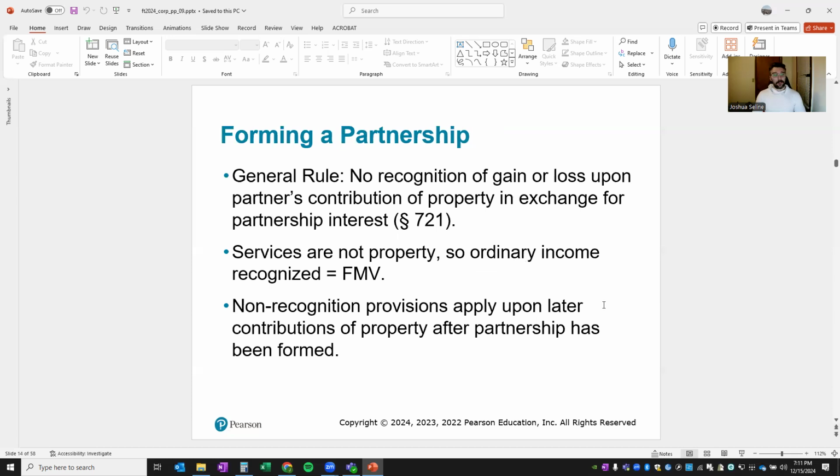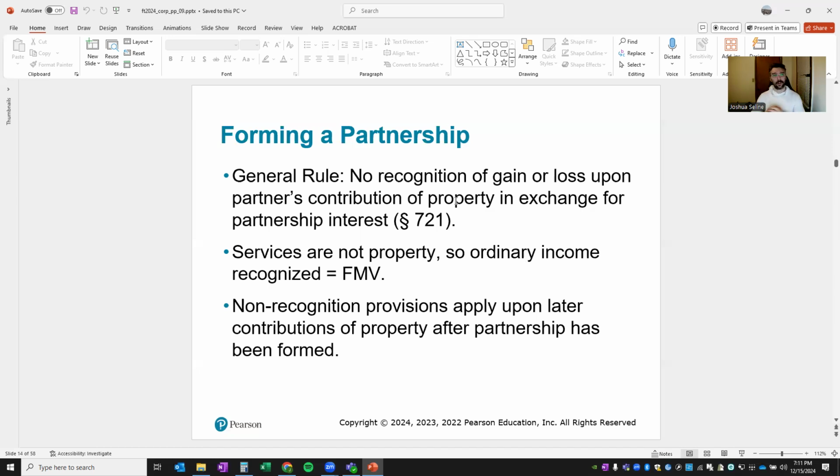Forming a partnership, so no recognition of gain or loss upon partner's contribution of property in exchange for partnership interest, section 721. Again, partnerships are pretty much designated by the 700 section. The logic behind this general rule is that the partner didn't really gain anything, right? They traded one asset for another asset. They're not in a position to pay necessarily because there's no exchange of cash, really.